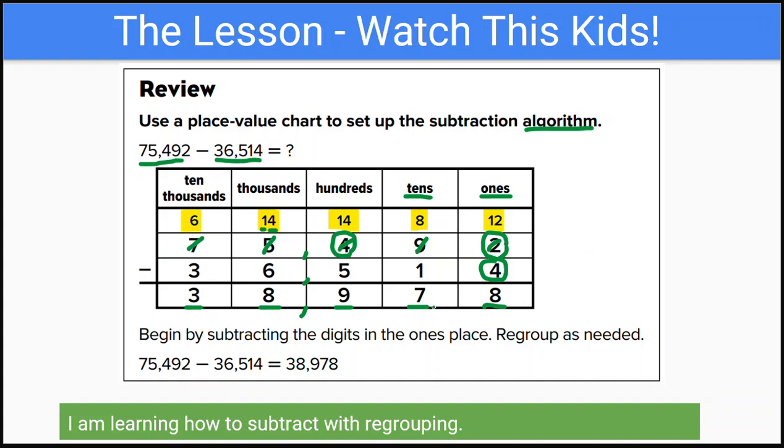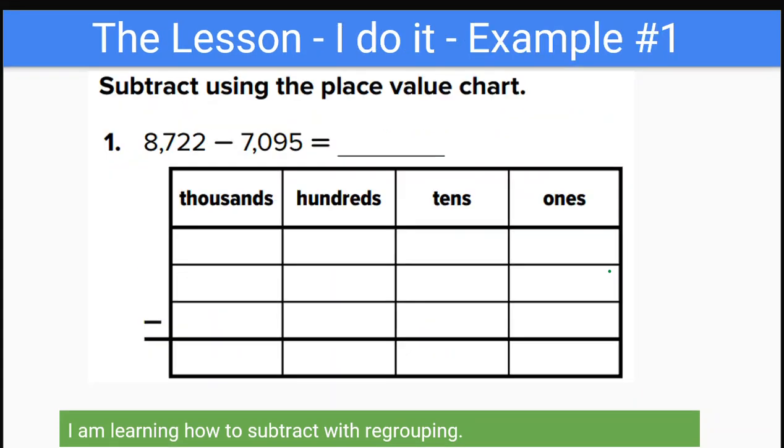38,978. Okay, kids, right now you're learning how to subtract using regrouping, but that was a little bit confusing because they put the numbers in for us already. Let's do one together right here where we can see that it happens.